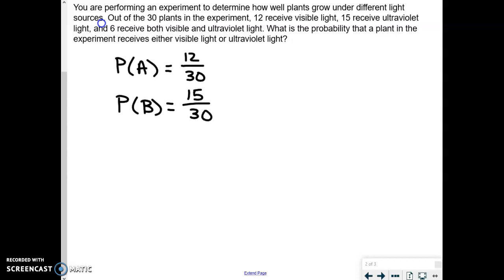And the last one that we have here is the probability that they receive both. There it is, the overlap. There's our intersection, A and B, which would be equal to 6 out of 30.